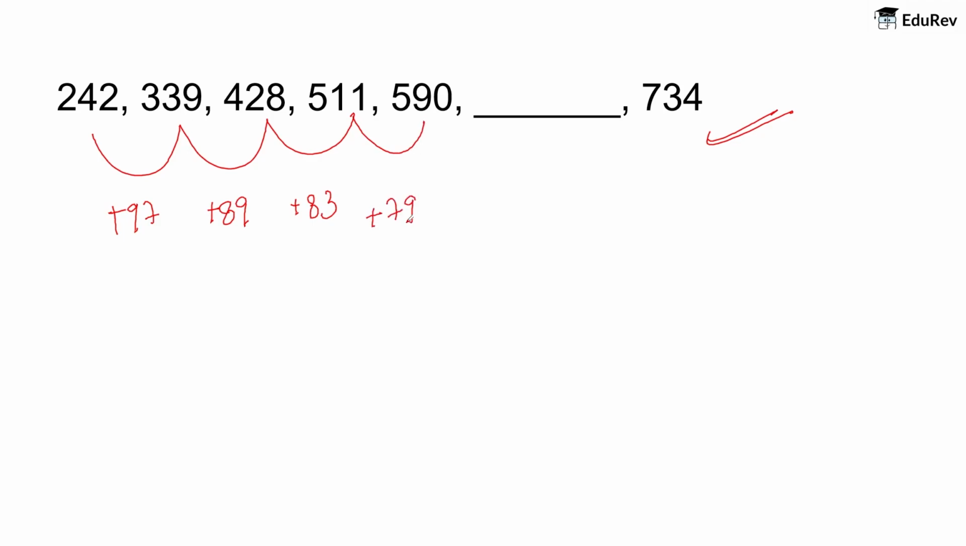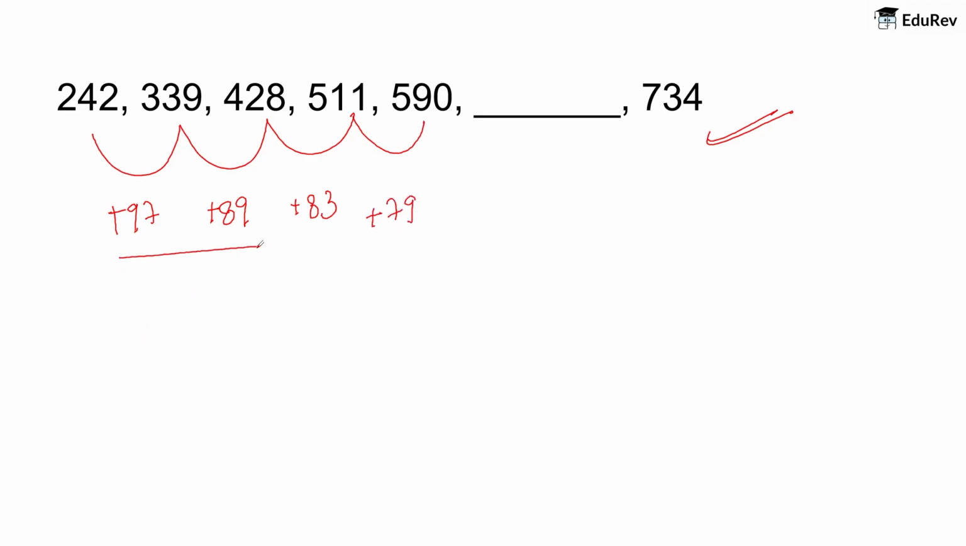Okay, so here is the next question in front of you. As you can see, the numbers are very big and they are in increasing order. So obviously there must be some addition factor. So let us start with the traditional method and find out what is added to get the next number. So 242 plus 97 will give you 339. Similarly, 339 plus 89 will give you 428. 428 plus 83 will give you 511. 511 plus 79 will give you 590.